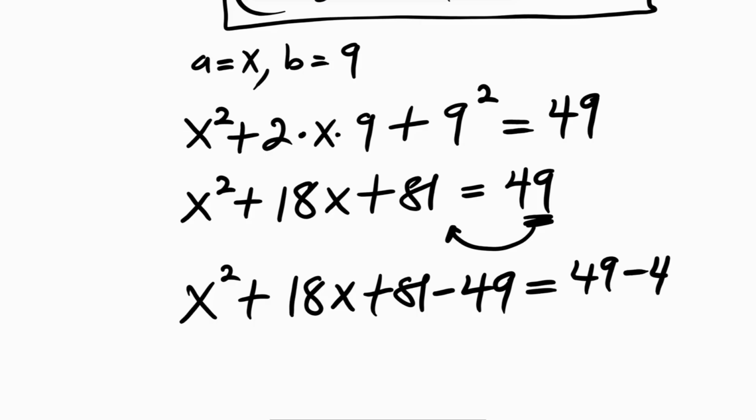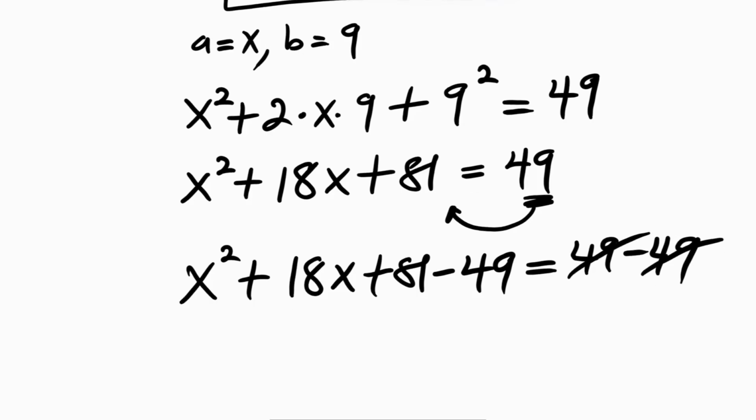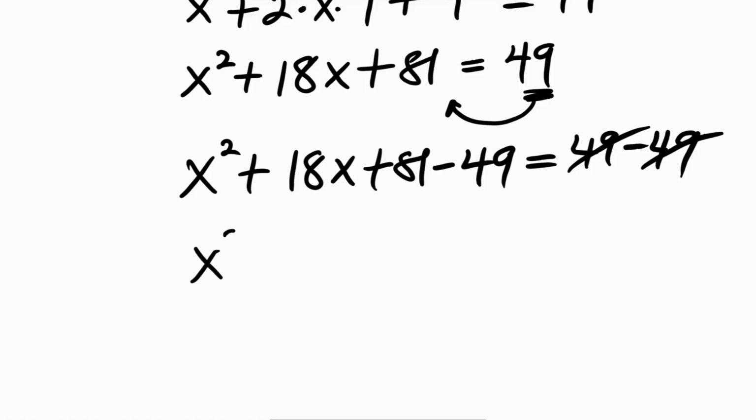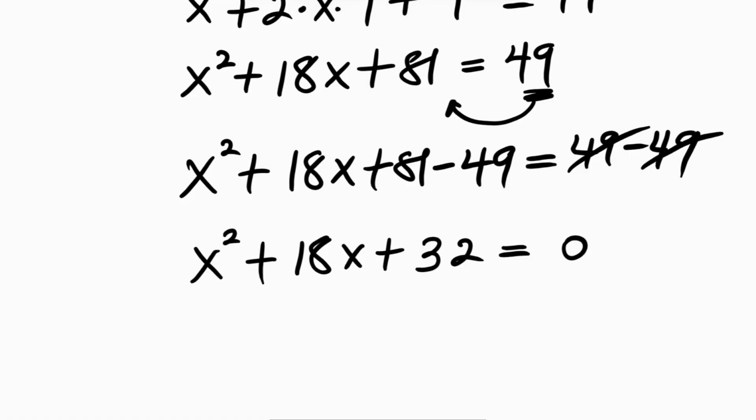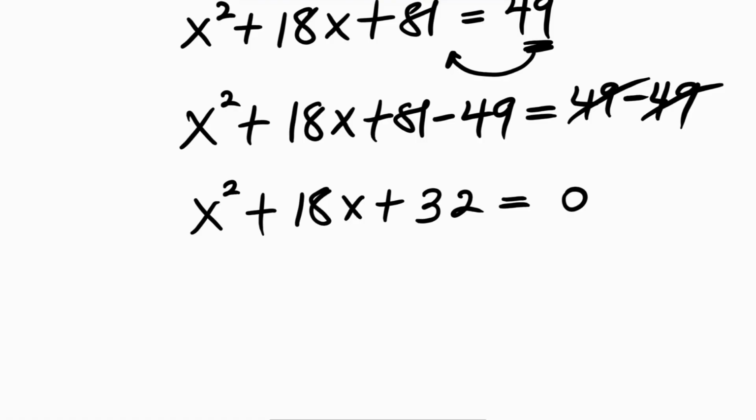Okay, so now this becomes x² + 18x + 81 minus 49 is what? So 11 minus 9 will give us 2, 7 from 4 will give us 3, and that is equal to 0. All right. So now how do we find the value of x?